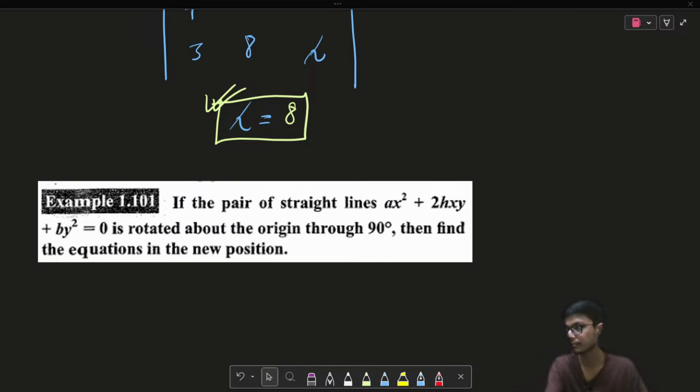Please try to solve this problem. Please solve this problem. Try solving this problem and do let me know the answer you are getting.